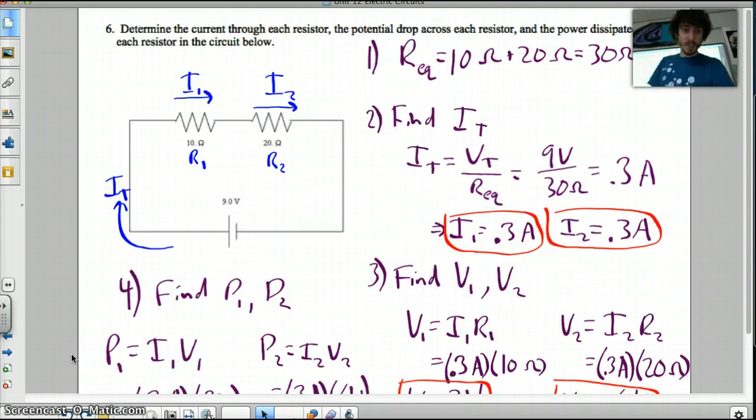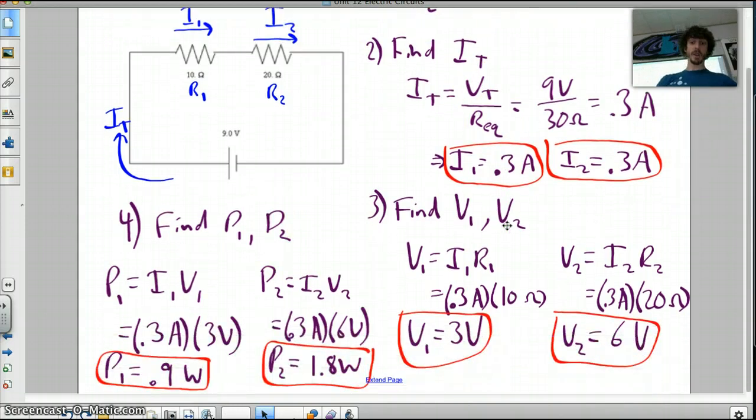Okay, hopefully this is what you found. Found the equivalent resistance, found the total current. It's the same everywhere, 0.3 amps. And we can find the voltage using the resistances of each resistor. So the voltage drop across resistor 1, V1, is I1 times R1, 3 volts. Likewise for resistor 2, use its resistance, 6 volts. Notice here that the sum of the voltage drops is equal to the 9 volts across the battery. And then you can find the powers.